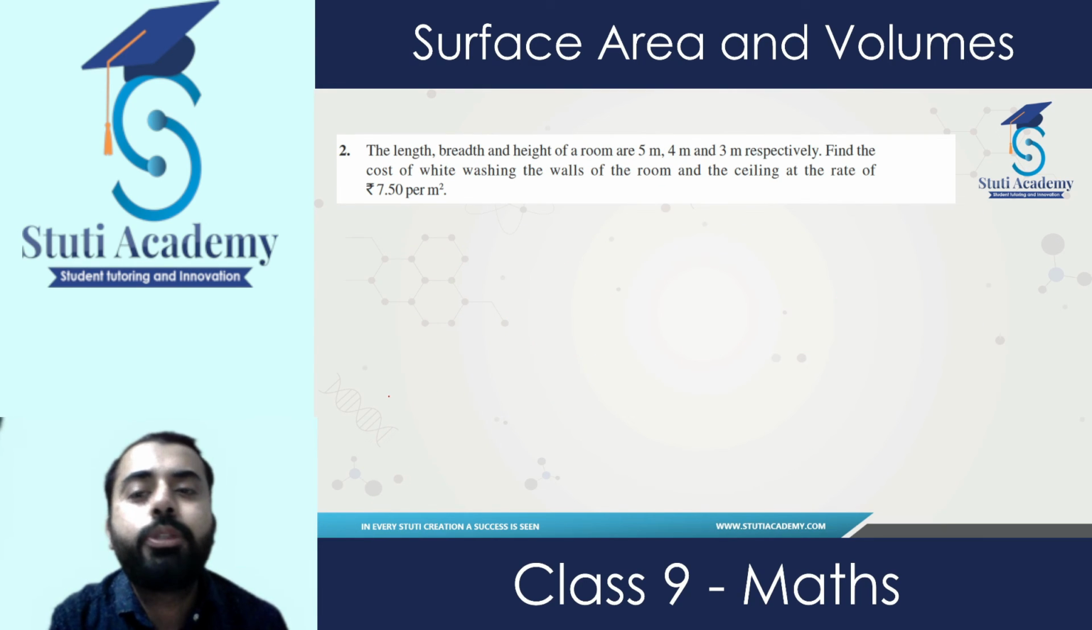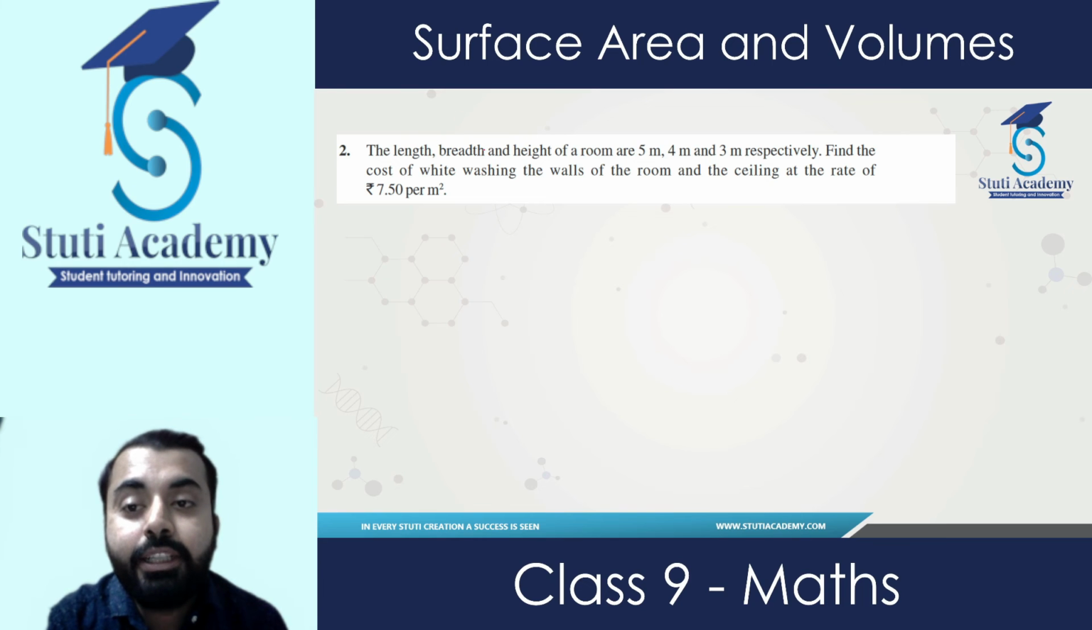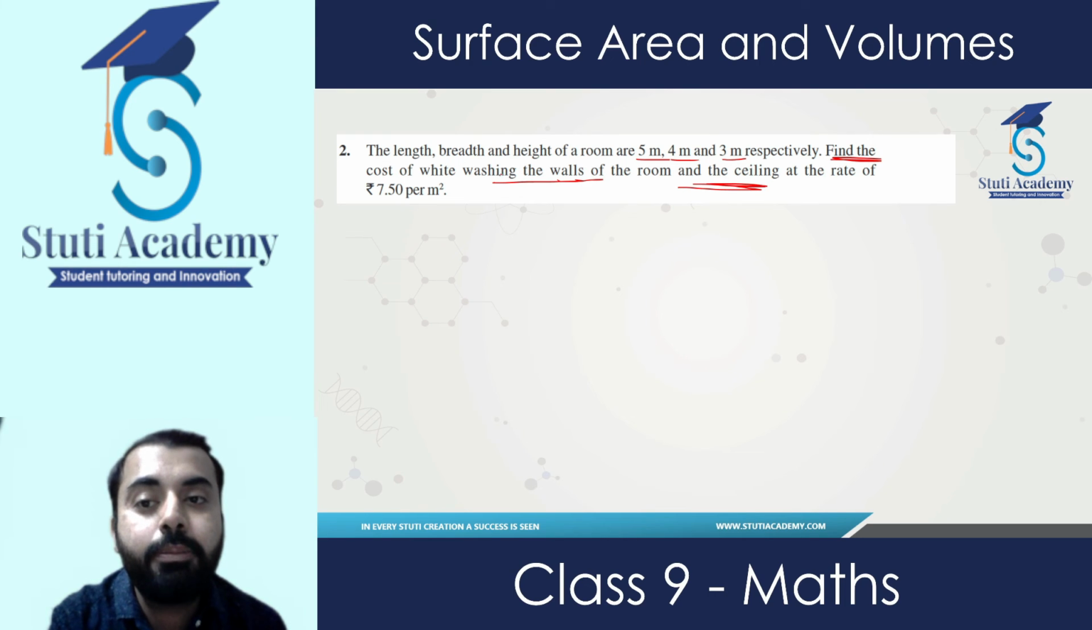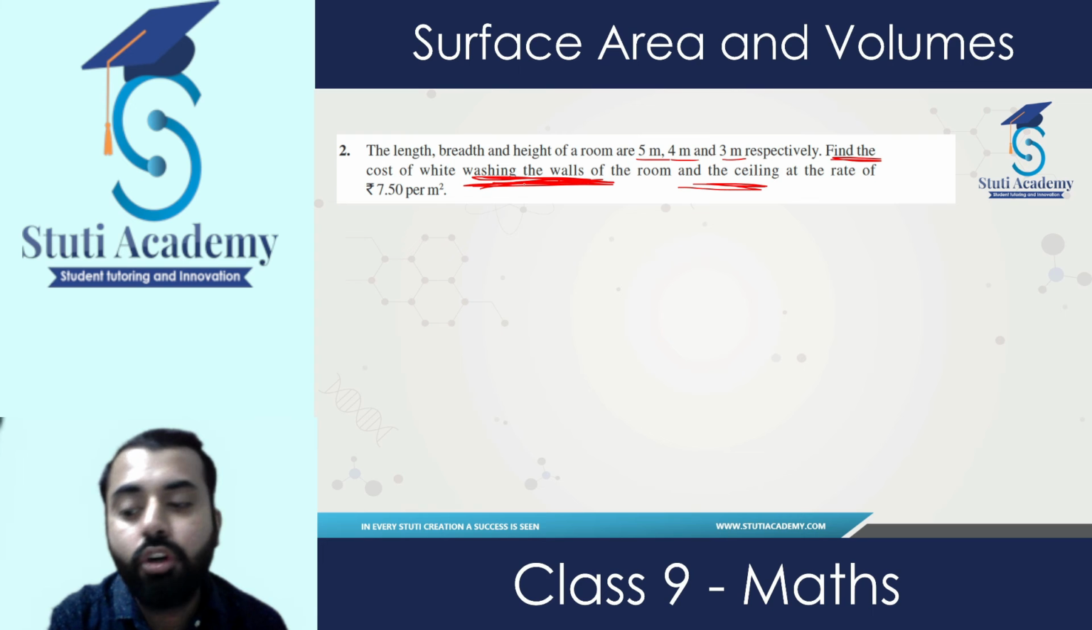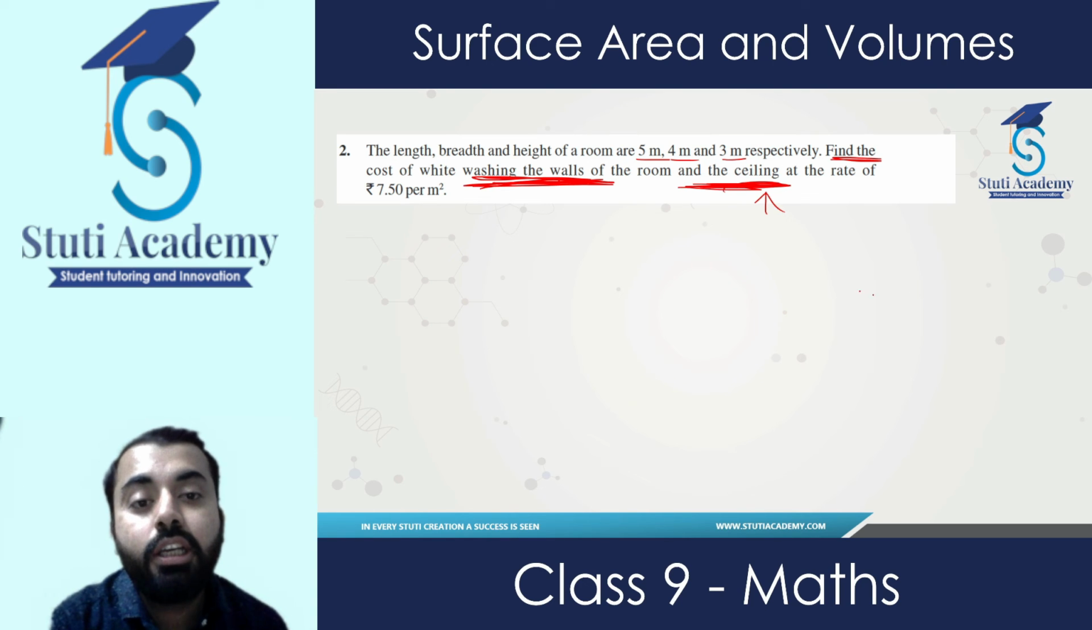Yeah, I will not be using calculator. The length, breadth, and height of a room are 5 meter, 4 meter, and 3 meter respectively. Find the cost of whitewashing the walls of the room and the ceiling. Remember this? We are whitewashing walls and the ceiling. Ceiling means the top one where we hang our fans. If this is the case, let me just draw my room here first.